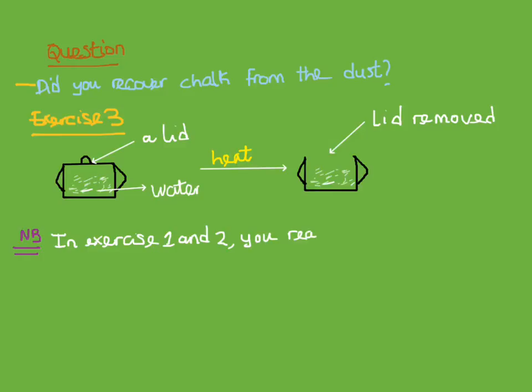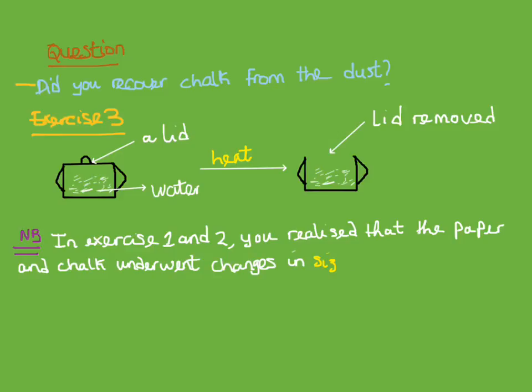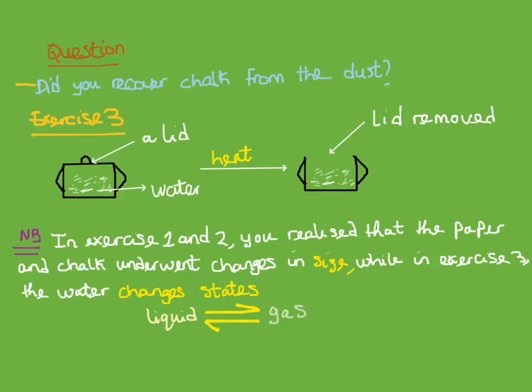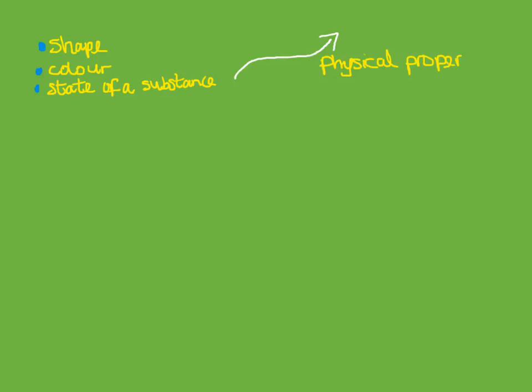In exercises 1 and 2, you realize that the paper and chalk underwent changes in size, while in exercise 3, the water changes state. That's from the liquid to the gas, and the gas condenses back to the liquid. Take note of the colored words in the above note. Properties such as size, shape, color, state of a substance are all called physical properties.